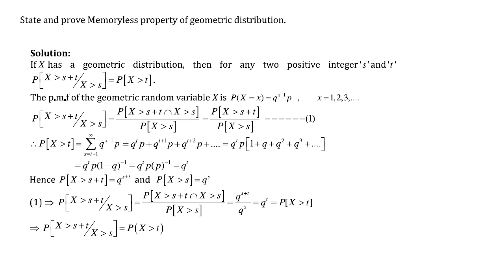To prove this property of geometric distribution, we are going to use the conditional probability formula. So the probability of x greater than s plus t given x greater than s is going to be equal to the probability of x greater than s plus t intersection x greater than s, by probability of x greater than s. So this is going to be equal to probability of x greater than s plus t by probability of x greater than s. By simplifying this, we will be able to satisfy the memoryless property of geometric distribution.